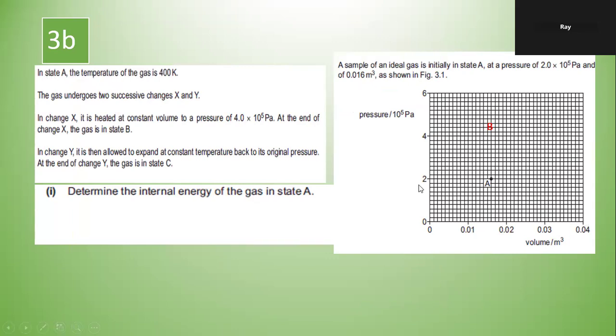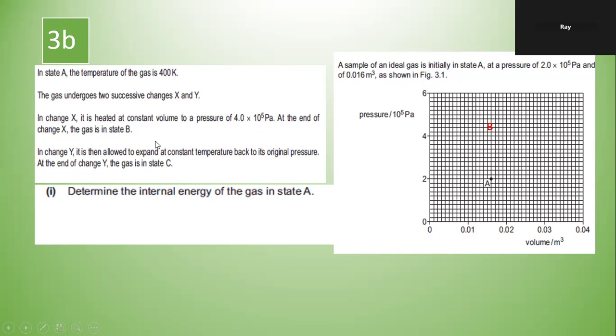In state A, the temperature of the gas is 400 Kelvin. The gas undergoes two successive changes, X and Y. In change X, it is heated at constant volume to a pressure of 4 × 10^5 Pascal. At the end of change X, the gas is in state B.